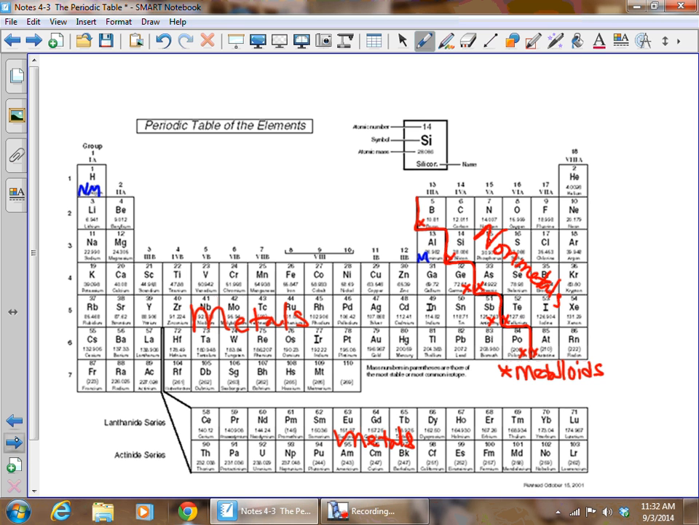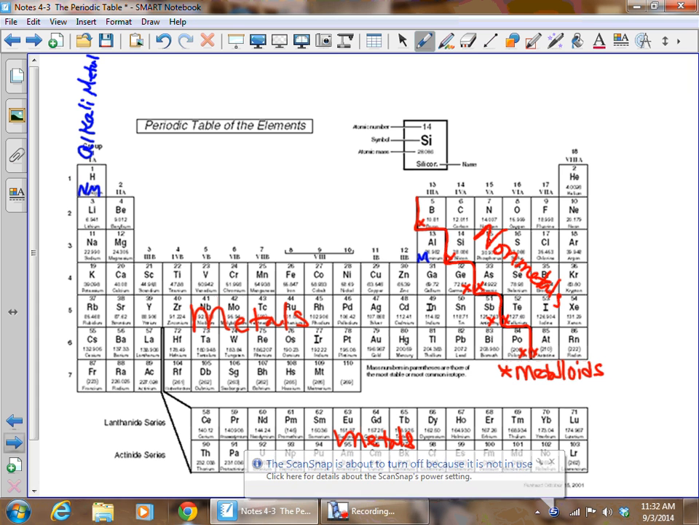This first group is the alkali metals. Alkali metals. Group 2A, these are the alkaline earth metals. Please don't shorten that name, alkaline earth metals. Don't shorten the names. It's not alkali, it's not alkaline earth, it's alkali metals, alkaline earth metals.